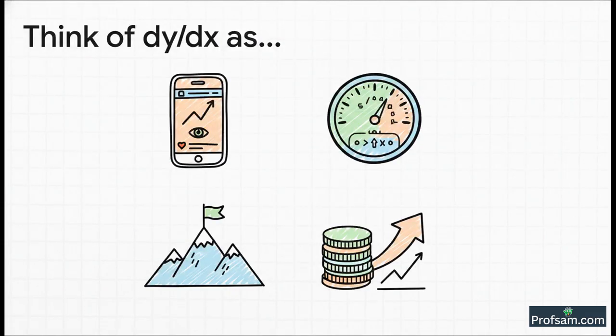So let's make this super clear. Think of dy by dx as a virality detector for a YouTube short, telling you exactly how fast the views are climbing right now. It's like a speedometer for your Instagram follower growth. Are you gaining 10 followers a minute or 100? For a gamer, it can find their peak performance, and for a business, it can find the exact point of maximum profit. It measures the pulse of change itself.